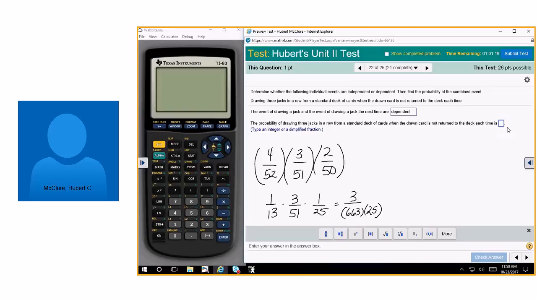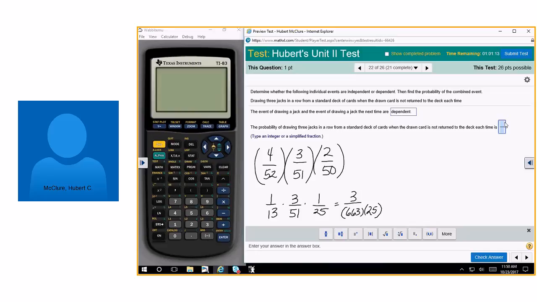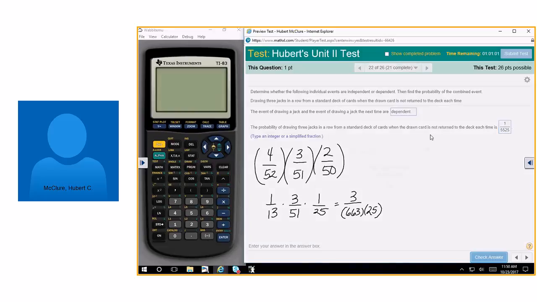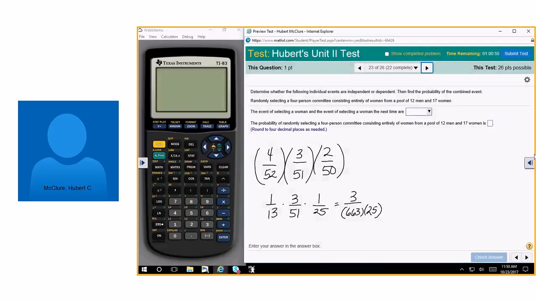1 over 5, 5, 2, 5. I'm about ready to quit. 1 divided by 5, 5, 2, 5. Got that one right too. We're on a roll. Next. All right, read that one.